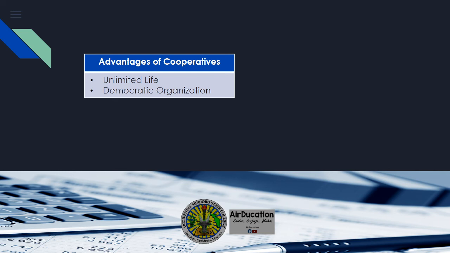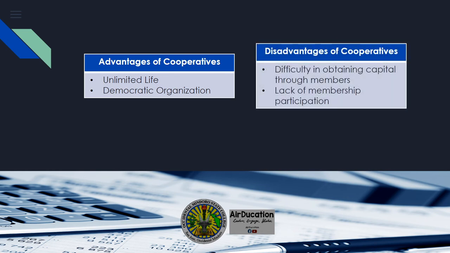So what are the different advantages of cooperatives? So first, it has unlimited life and a democratic organization. Since everyone again has a common share of interest, it is a democratic organization.